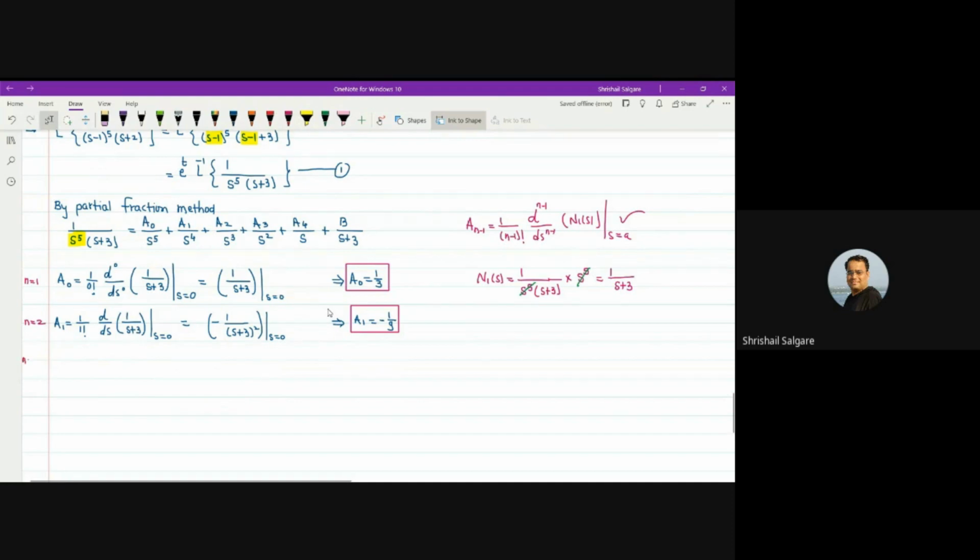Suppose n is equal to 3, then the next constant a2 is given by 1 upon 2 factorial into the second order derivative of 1 upon s plus 3, and the value of this function at s is equal to 0. So 1 upon 2 factorial is 1 upon 2 into what is the second order derivative of 1 upon s plus 3? Now one derivative is already calculated, that comes as this term.